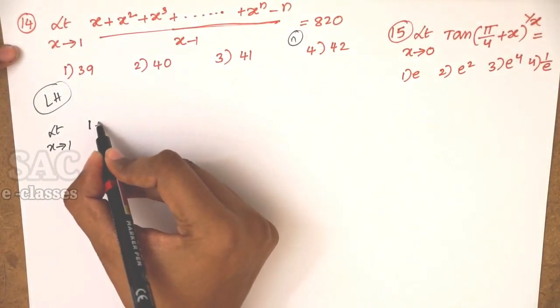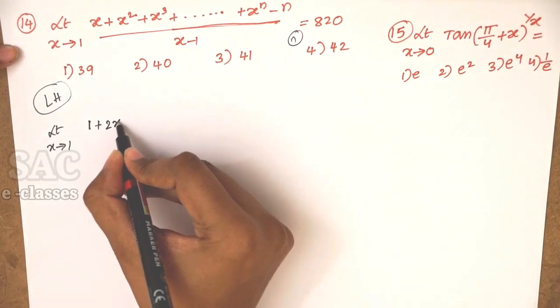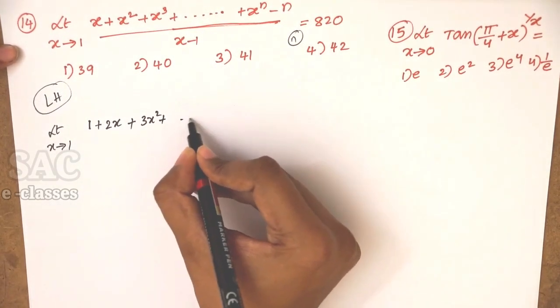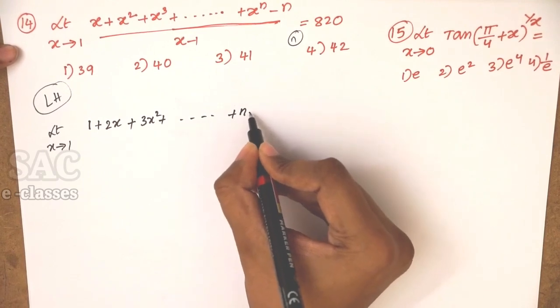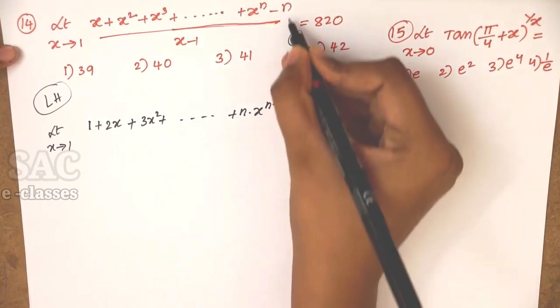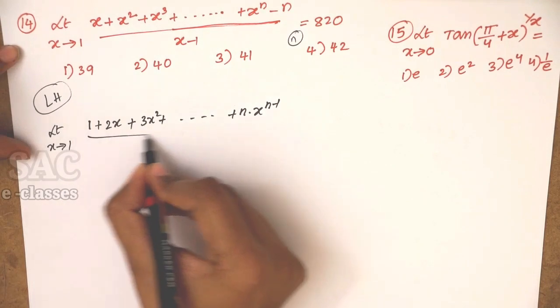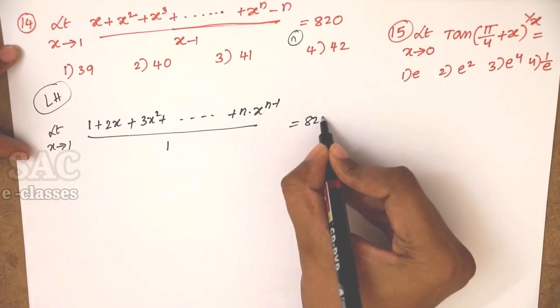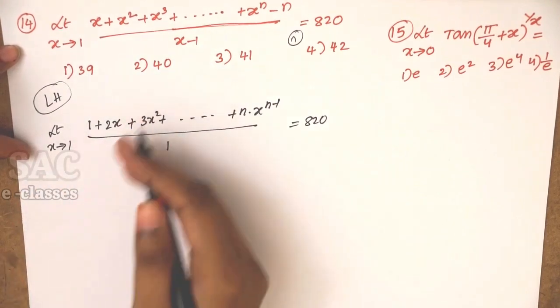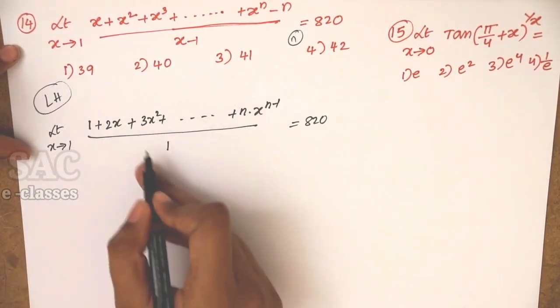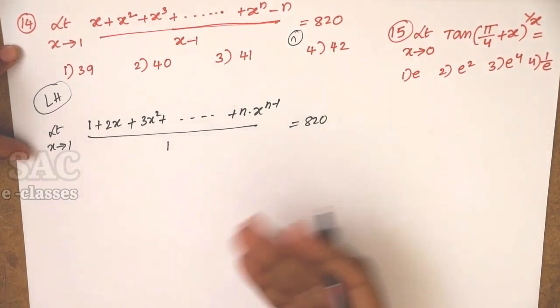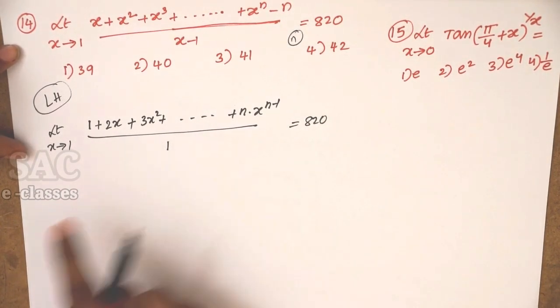Differentiation of x is 1, differentiation of x square is 2x and differentiation of x cube is 3x square, and differentiation of x power n is n into x power n minus 1, differentiation of a constant is 0, by 1, which is equal to 820. Let's apply the limit now. Anyhow we are getting something by 1, so obviously it is not an undefined form.